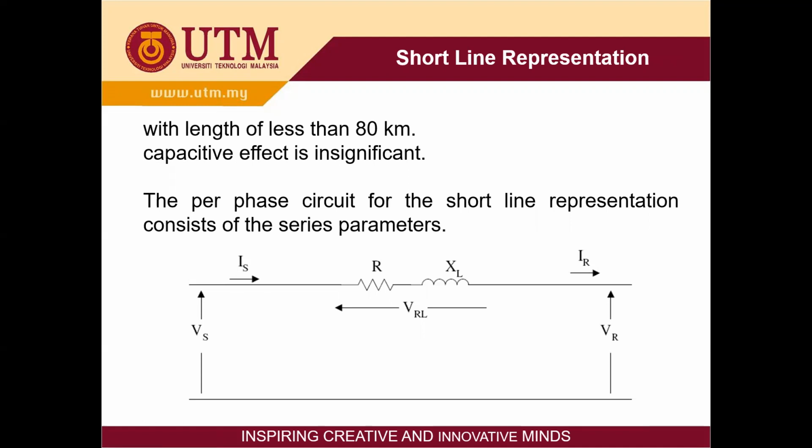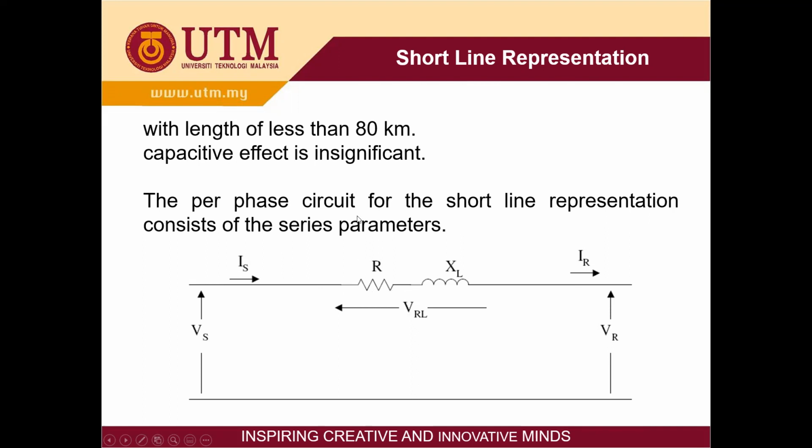This is the short line representation. As you can see, it is a very simple model. It is only applicable to transmission lines that are less than 80 kilometers. The components that exist are only the series components, which are the resistor and the inductance, while the capacitance effect is insignificant. So there is no capacitor here. This is the circuit for the short line representation.